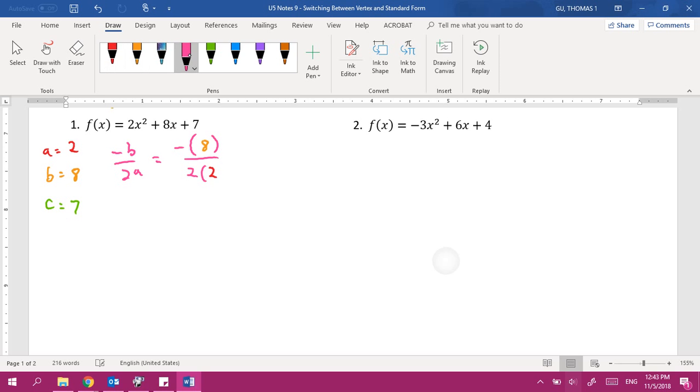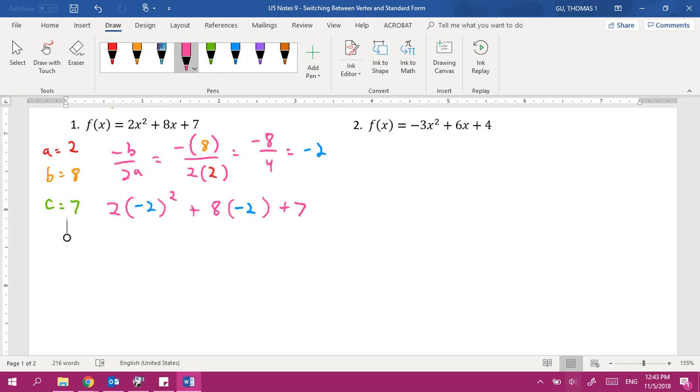And this would simplify to negative 8 over, which is negative 2. Right. Okay. And so we want to find the y value now for the vertex. So we're going to plug the negative 2 in for all the x's. So it's going to be 2 times negative 2 squared plus 8 times negative 2 plus 7. And we plug in the negative 2 into all those x's.